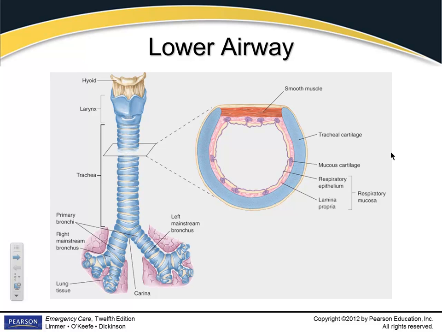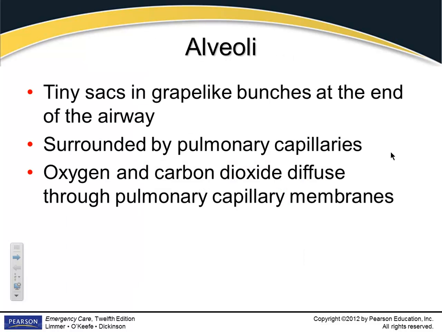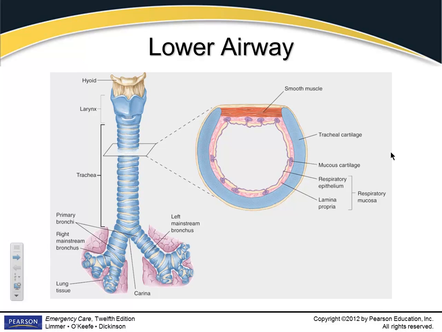What did I tell you is this point where these two split apart? That's the carina. And when they split, what do we call that? Bifurcation. It bifurcates right there. And then the trunks get smaller and smaller and smaller until it gets down to the alveoli.